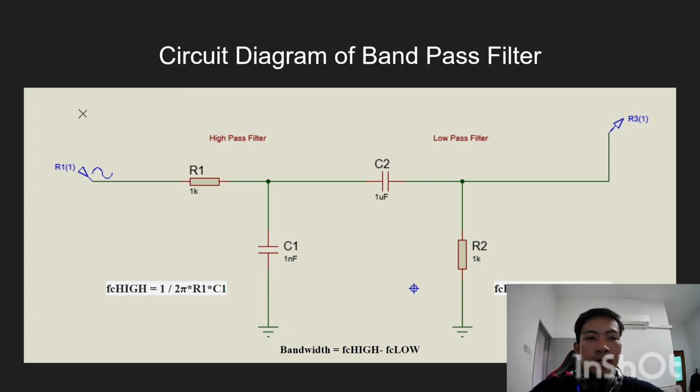We have the FC high and FC low formulas. For FC high, we have 1 over 2 pi multiplied by R1 multiplied by C1, and the same for FC low, 1 over 2 pi multiplied by R2 multiplied by C2. When we get both of them, we can find the bandwidth by subtracting FC low from FC high. In this simulation, I use for the high pass filter a 1 kilo ohm resistor R1 and a 1 nanofarad capacitor. For the low pass filter, a 1 kilo ohm resistor and a 1 microfarad capacitor.